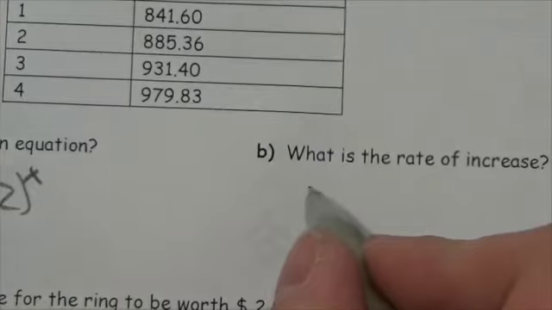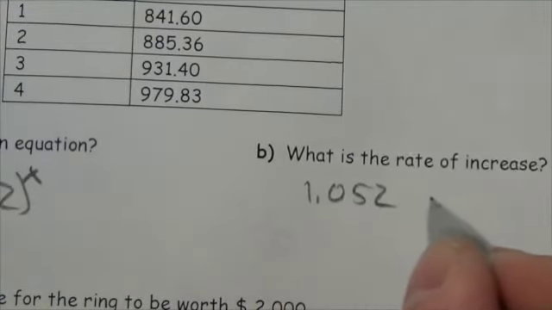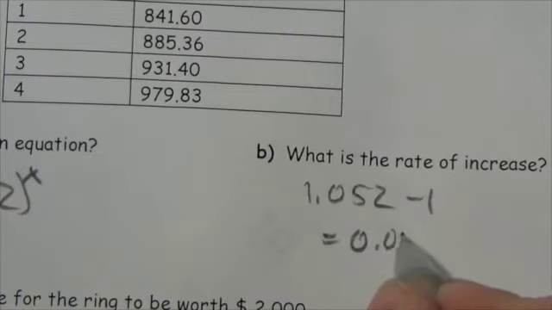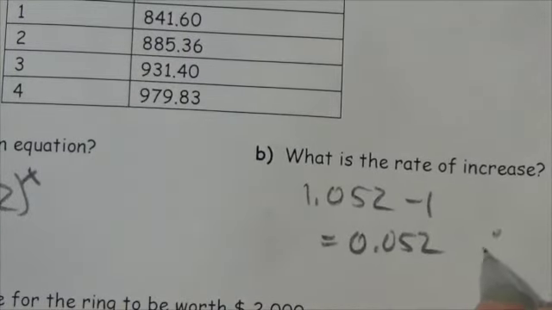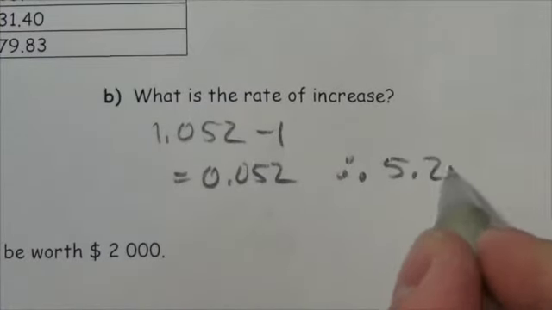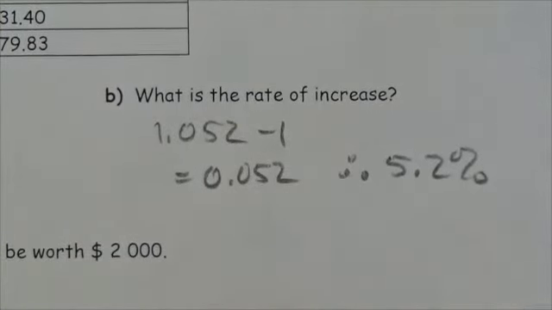What I would do is I would take that B value, 1.052, subtract 1 from it, and what you're left with here is that 0.052, which means what we get here, our rate of increase, is really therefore 5.2%. Okay, every year I'm getting 5.2% more than the whole value was before.